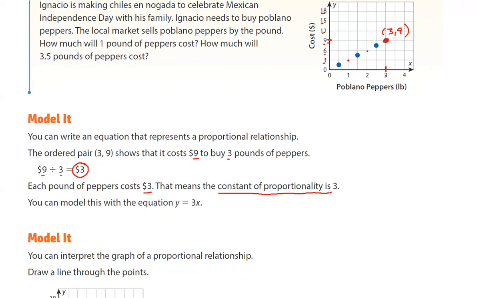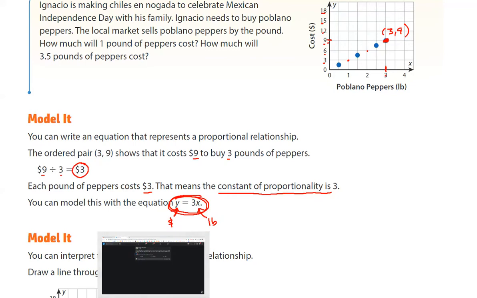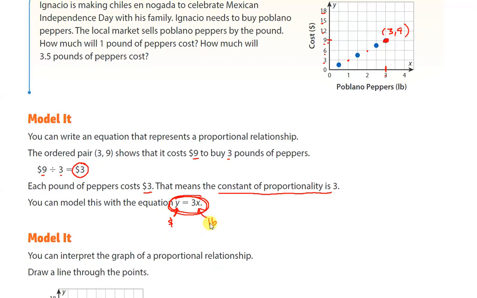And we can write this as an equation, so keep this kind of equation in mind because you're going to be doing this kind of equation a lot this year, and you're going to look at this kind of equation most of 8th grade, it feels like. So y equals 3x. So remember, the y represents the cost, and the x represents the pounds of peppers. So all we're doing here is taking the pounds of peppers. Every time we decide how many pounds of peppers we want, we multiply by 3, and that'll give us the cost.